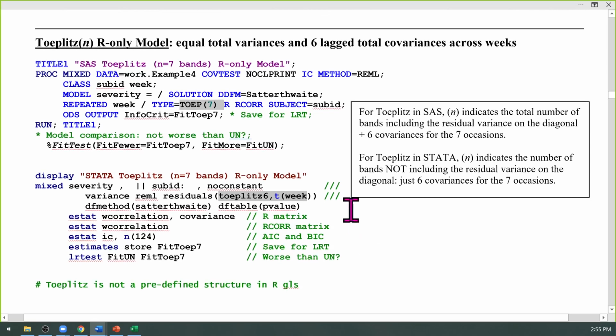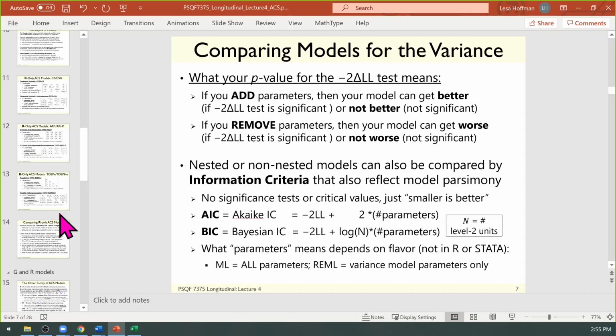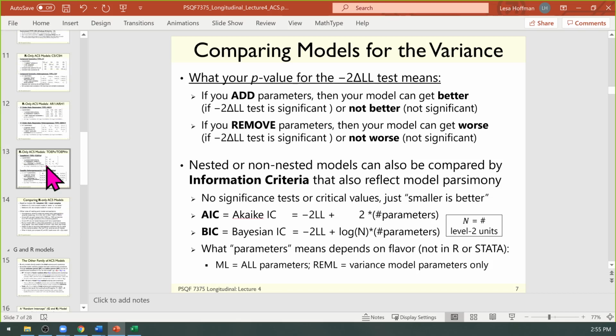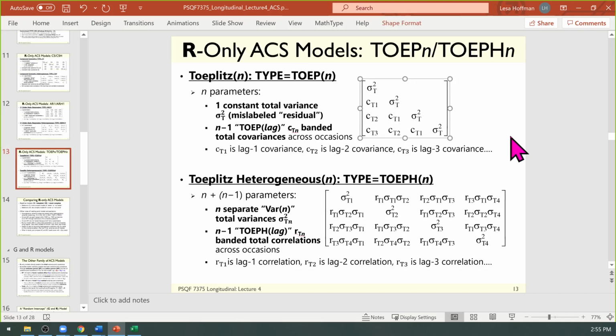So Toeplitz, that structure, just to review what that one looked like. Let me find it again. This one right here, it's in slide 13. The idea of a Toeplitz matrix is that occasions that are the same distance in time apart have a shared covariance, but each distance gets its own. So there's one covariance estimated for 1 unit apart, another one estimated for 2 units apart, another one for 3 units apart, and they're not functions of each other. So it's not like squared and cubed, they're separate numbers.